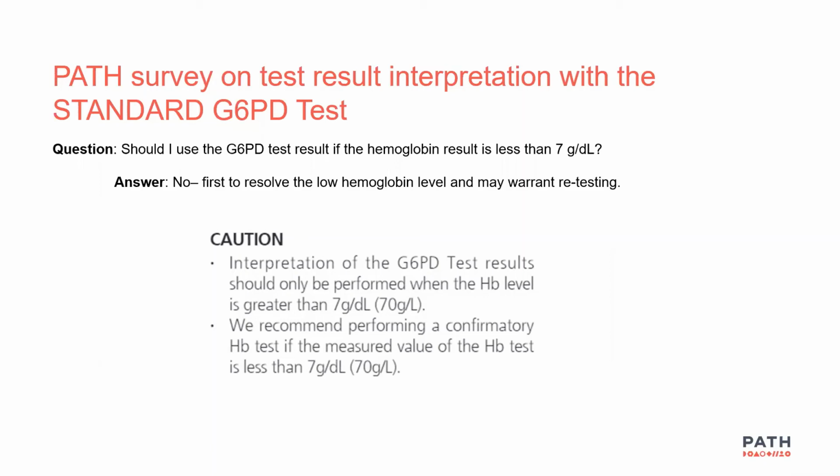Of primary importance is probably to resolve the low hemoglobin level, and this may warrant retesting, as 7 is quite a low hemoglobin concentration. So again, according to the label, I would recommend retesting or performing a confirmatory test.